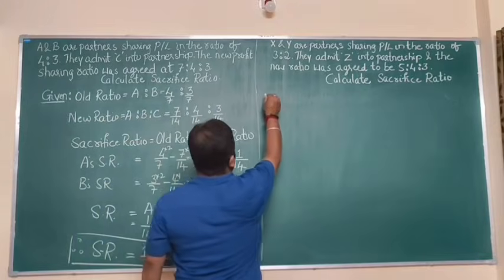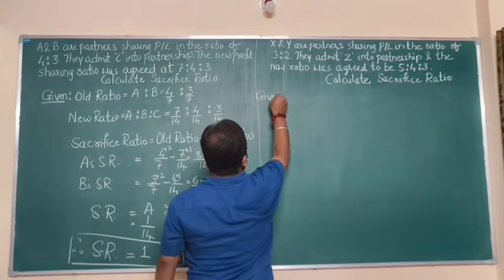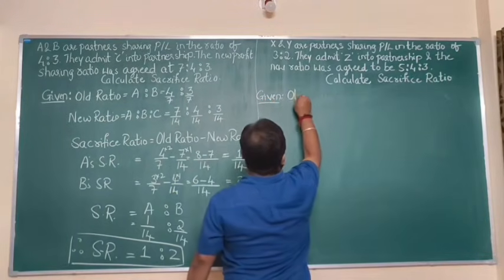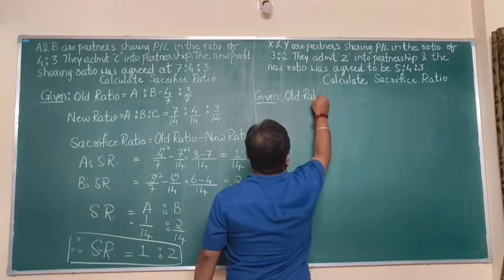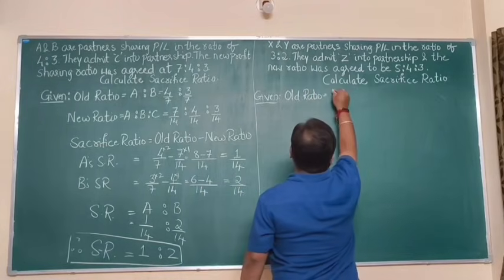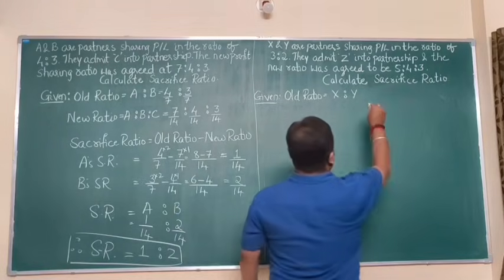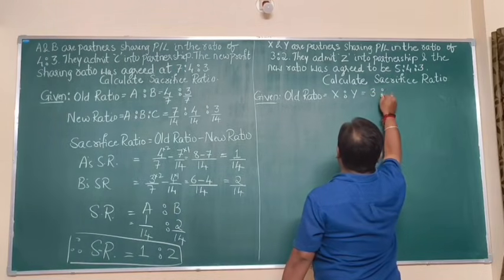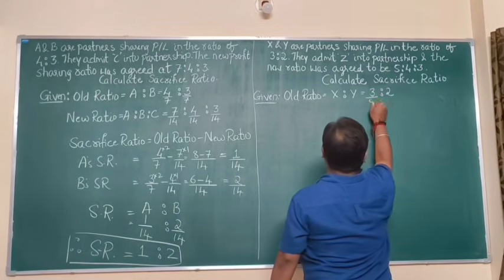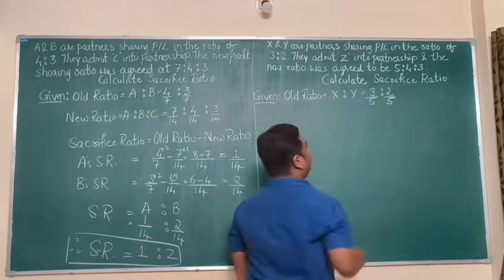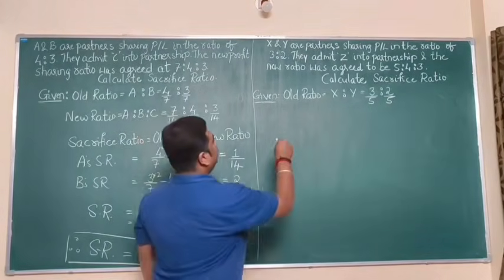So let us not waste much time now. Let's see how to do this. Given, what is given to you? Old ratio. Who are the old partners? X is to Y. What is their share? 3 is to 2. How do you write 3 is to 2? 3 by 5 and 2 by 5. Next.